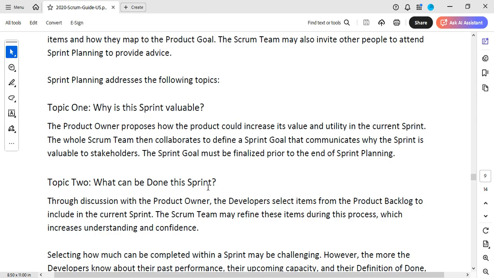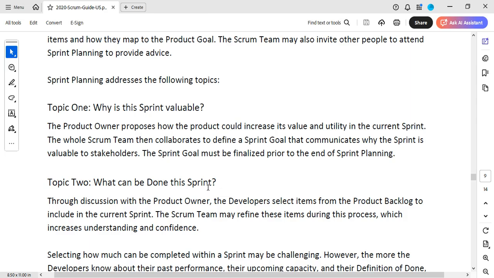Topic one: why is the sprint valuable? So what we are doing, why is it valuable? The product owner proposes how the product could increase its value and utility in the current sprint. The whole Scrum team then collaborates to define a sprint goal. So everybody comes together to say, okay, let's look at our sprint. Let's name our sprint goal.